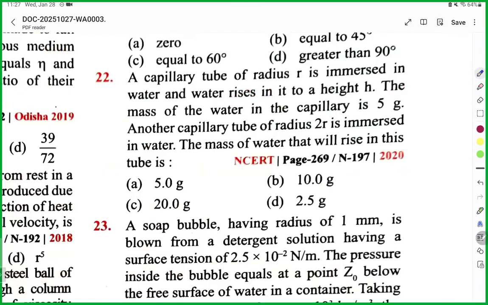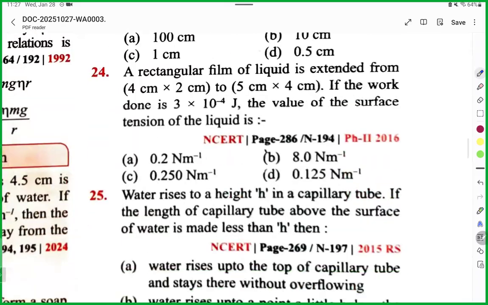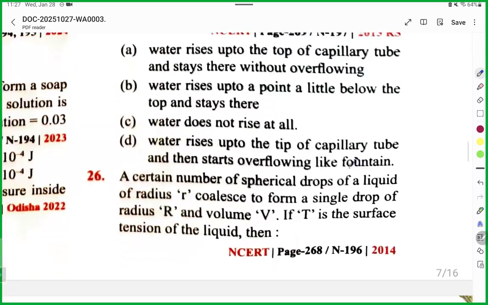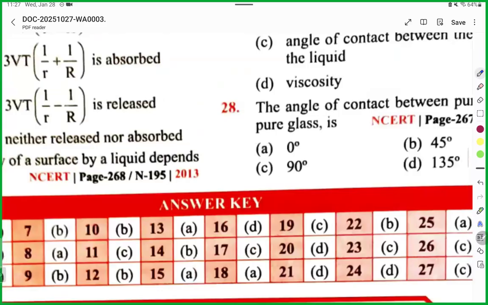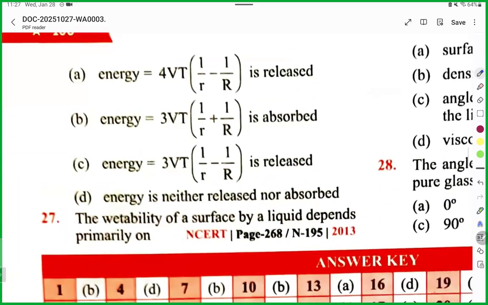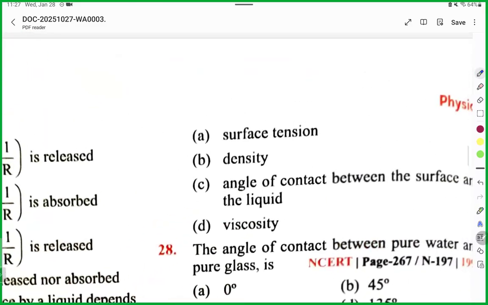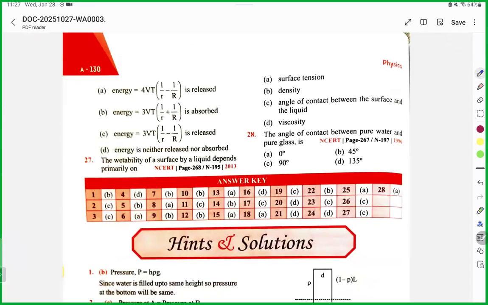One last topic is left, capillary tube, like the 22nd question. The capillary tube topic is really important because you will see a few questions, and wettability of the surface depends primarily on the angle of contact. See that question 27. Whether a surface will be wet by the liquid or not depends upon the angle of contact. Done.